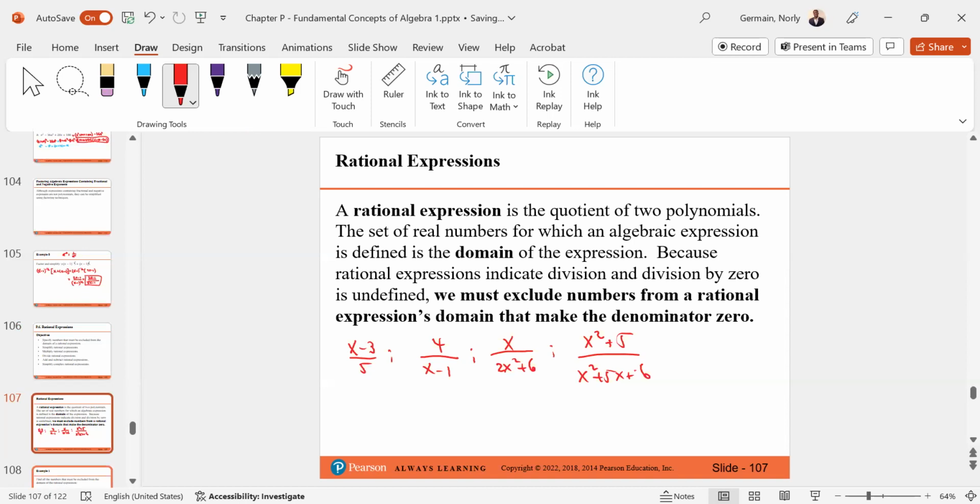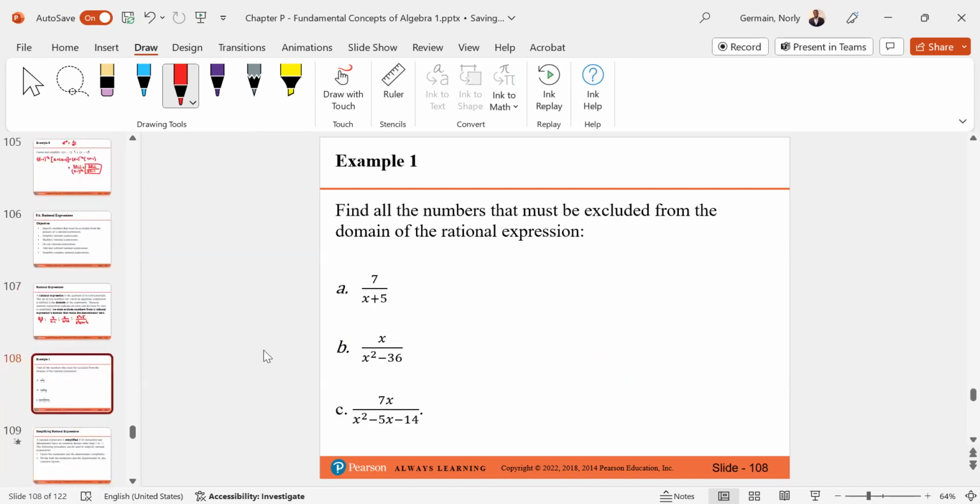All right. Now, let's see a few examples of which values would make each of these rational expressions undefined. These expressions cannot be evaluated; they would be undefined. So verify what number would make the denominator equal to zero. That's the question you need to ask yourself: what number would make the denominator equal to zero? That's how you determine the numbers that must be excluded from each domain, right?